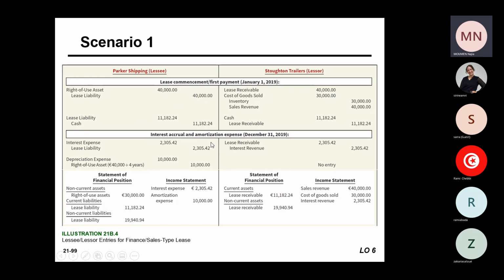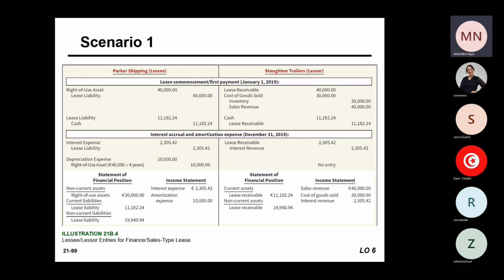Okay, so now December 31, don't forget that we have to what? For the lessee, we have to accrue for interest expenses, but also we have to adjust for the depreciation expense because we already have the right of use of the asset. It must be depreciated over its useful life or the lease term, whichever is shorter. Okay.